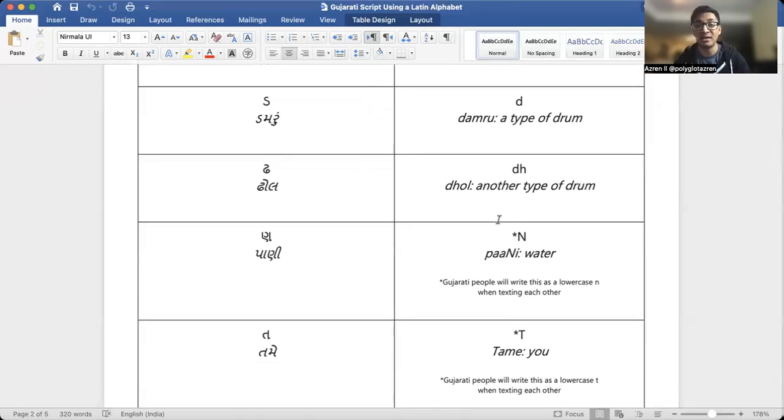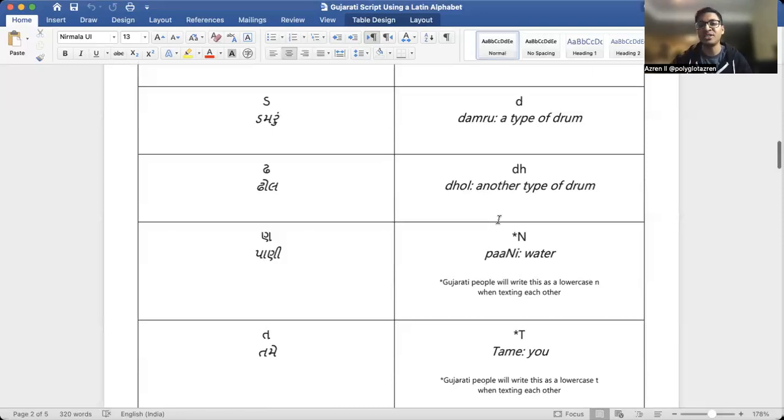Next letter is dha. Dha, such as dhol. Dhol is another type of drum. You can search D-H-O-L, dhol, in Google Images, and you'll find pictures of it to see what it looks like. Dha is written with a lowercase d and a lowercase h.